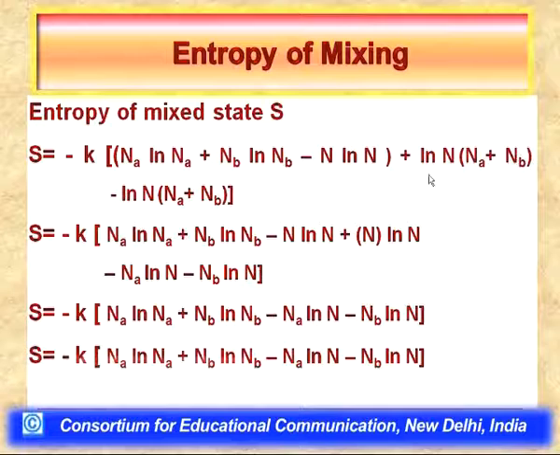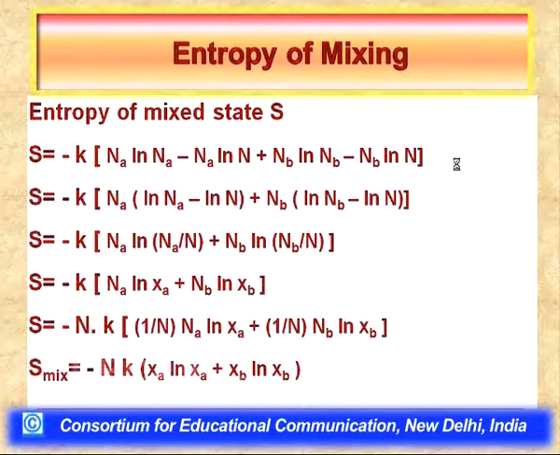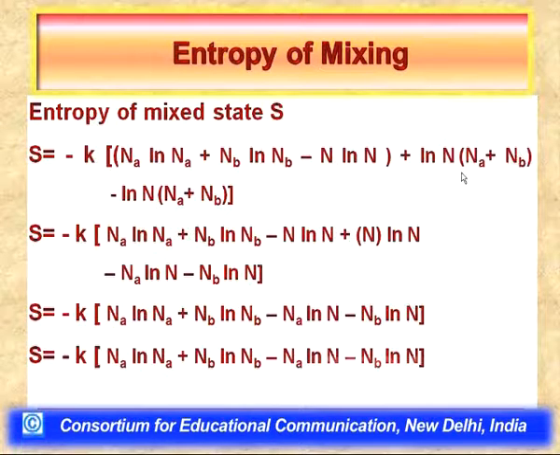Now, having said this, let us talk about what this Na plus Nb is. This is equal to capital N, that is the total number of atoms. Number of atoms of A kind plus number of atoms of B kind is equal to the total number of atoms, that is N. So instead of writing ln N into Na plus Nb, we can write ln N, where Na plus Nb becomes N, and we can write minus N ln N. So for this term Na plus Nb equals N, and it becomes minus N ln N, and plus N ln N from here also.